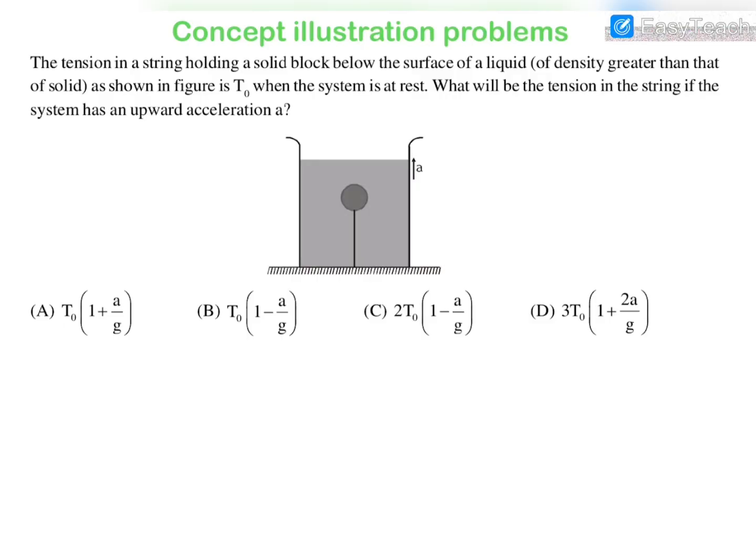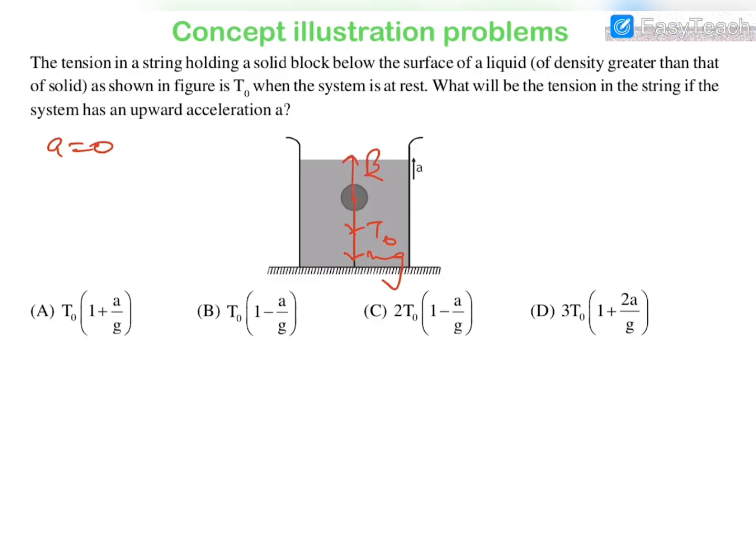In this question, you can see that there is a container which is having some liquid filled in it, and there is a solid spherical block which is attached to the bottom of the container with the help of a rope. This rope is having some tension T0 initially when the container is at rest. So it clearly means that when A is 0, T0 will be acting in the downward direction, mg will be acting in the downward direction, and buoyancy will be acting in the upward direction.